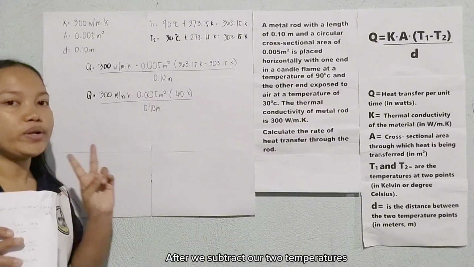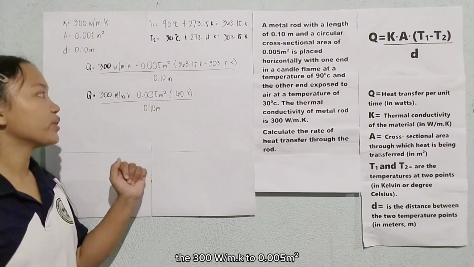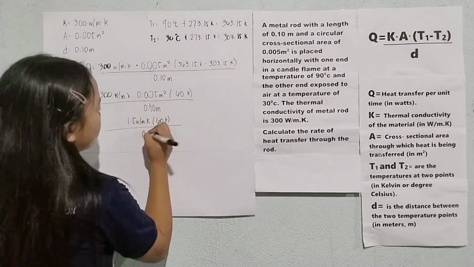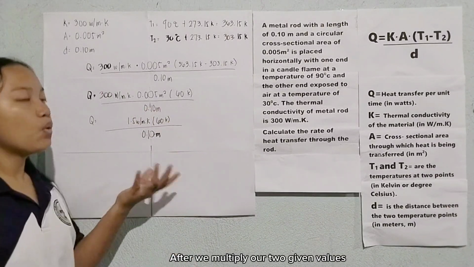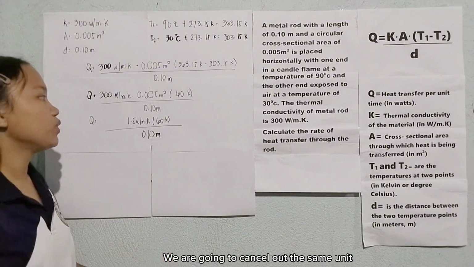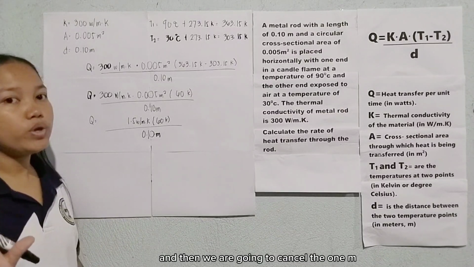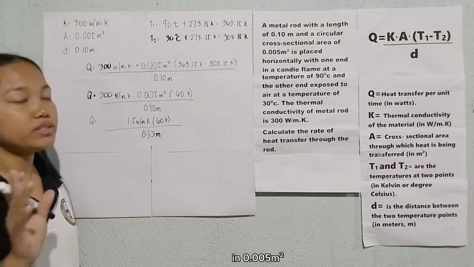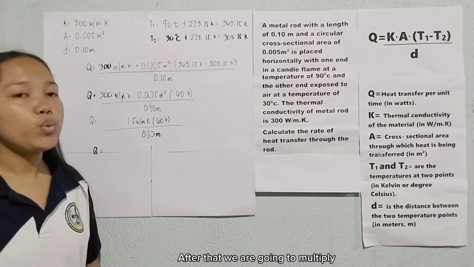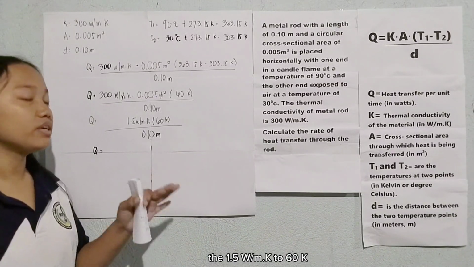After we subtract our two temperatures, we are going to multiply the 300 watts per meter Kelvin to 0.005 meters squared. After we multiply our two given values, we are going to cancel out the same unit. In this case, we have the same unit of meter. And then, we are going to cancel the 1 meter in 0.005 meters squared. And after that, we are going to multiply the 1.5 watts per meter Kelvin to 60 Kelvin.